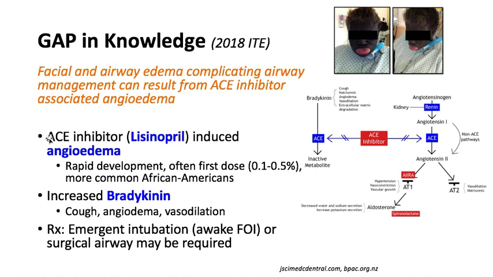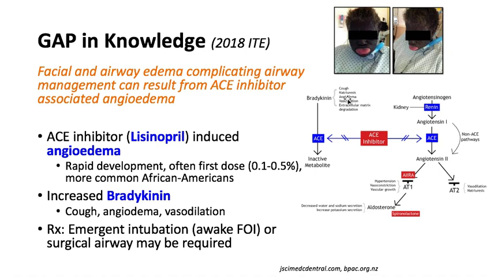ACE inhibitors inhibit the breakdown of angiotensin 1 to angiotensin 2, the formation of angiotensin 2, and that contributes to why they're effective as antihypertensive agents. But also, we often forget that ACE inhibitors block the breakdown of bradykinin to an inactive metabolite. So if bradykinin is sitting around, it causes vasodilation and is one of the major reasons why ACE inhibitors cause a decrease in blood pressure.